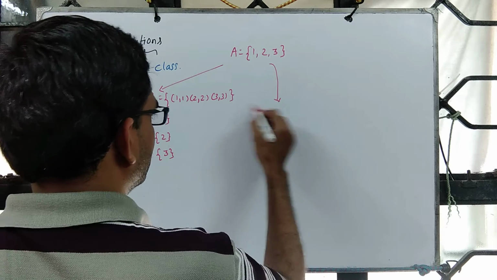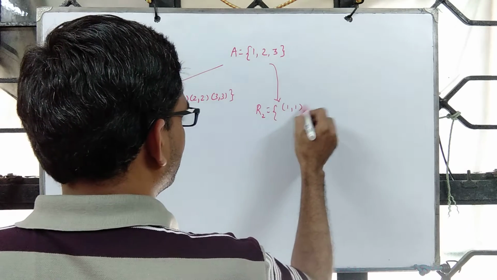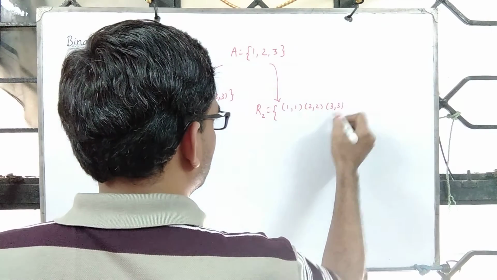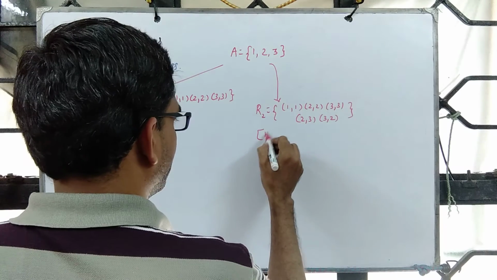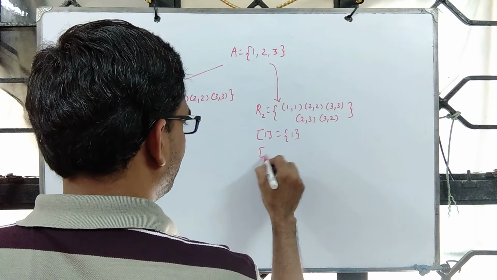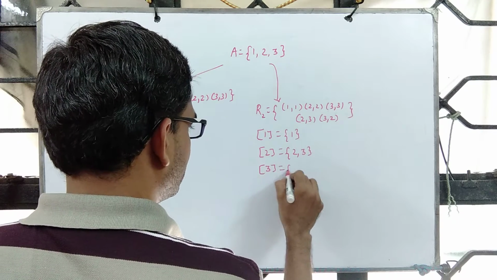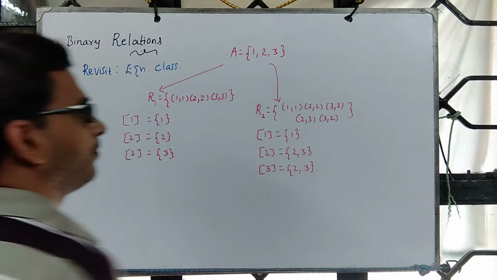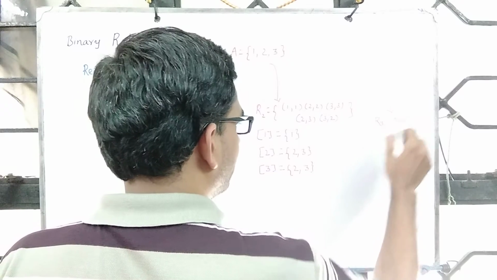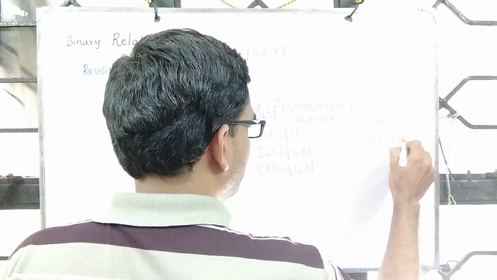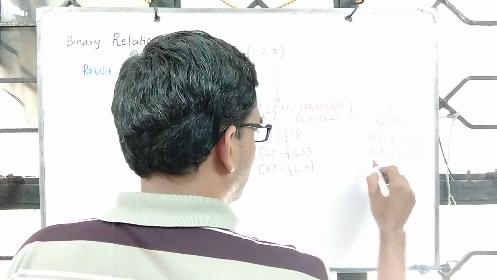If the relation has, along with (1,1), (2,2), (3,3), also (2,3) and (3,2), then the equivalence class of 1 is just {1} itself, and that of 2 and 3 is {2, 3}. And if the relation is A cross A, then the equivalence classes of 1, 2 and 3 are one and the same.